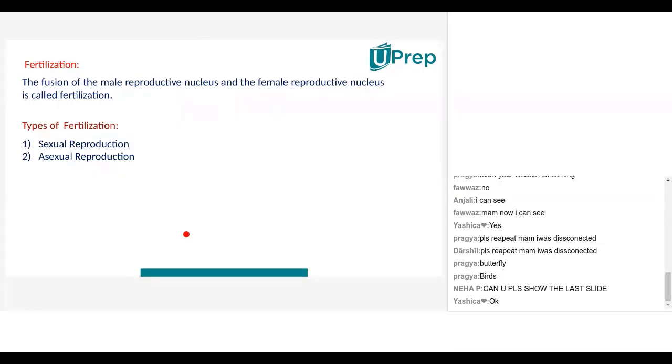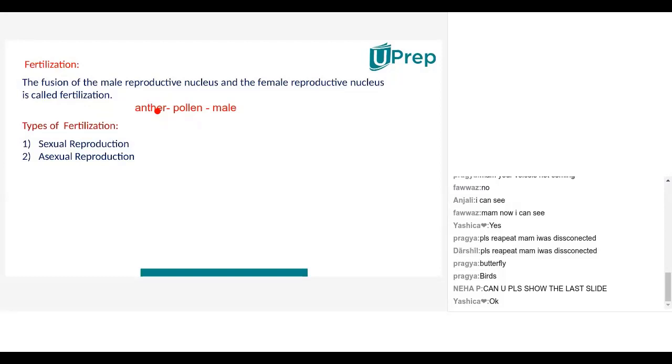Now the pollen has shifted from the anther to the stigma. Now what will happen? Now fertilization will happen. What is fertilization? That is when the male reproductive nucleus from the anther, the pollen, which is the male gamete, correct?